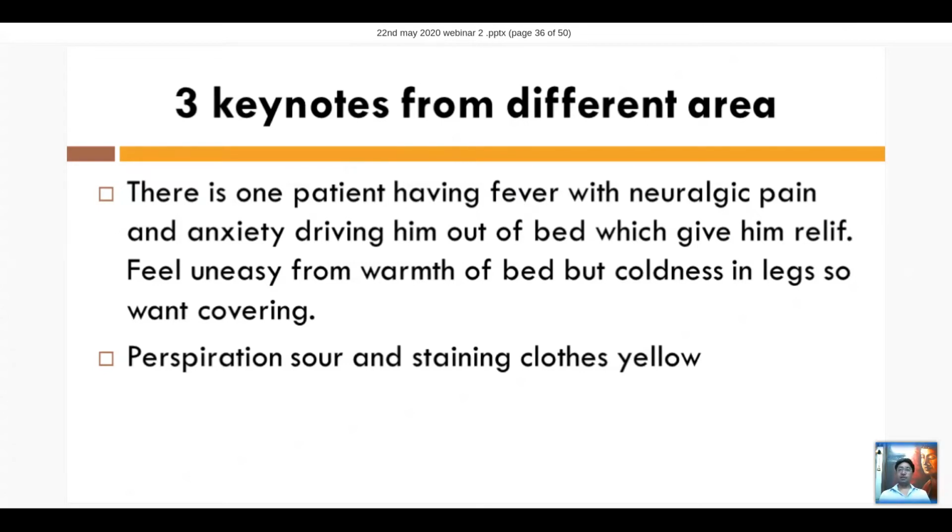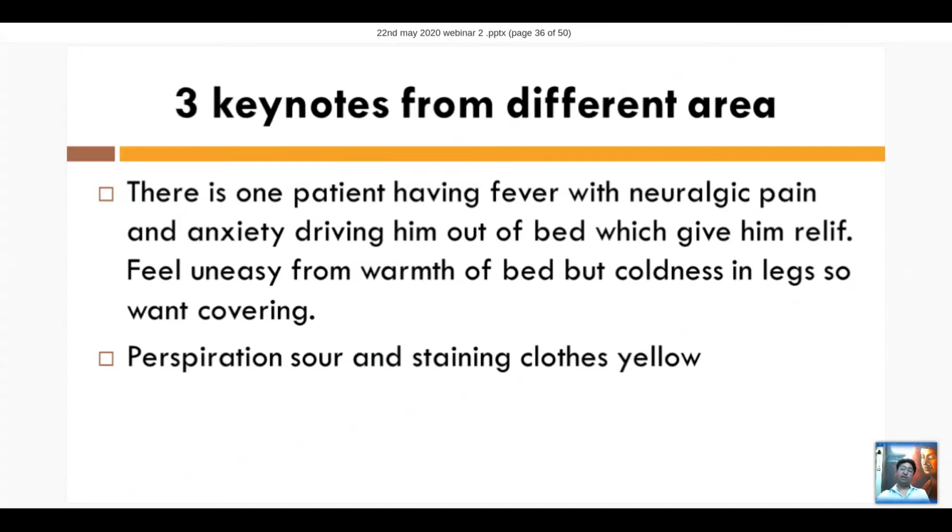So here I'm giving you one example. One patient is having fever with neuralgic pain, severe neuralgia, along with that fever, which is driving him out of bed, which gives him relief. He feels uneasy from the warmth of bed, but there is coldness in the legs, so he wants covering. The warmth of bed aggravates him, but there is coldness of limbs also, and still the covering is disturbing him. And he's having a perspiration sore and staining clothes yellow.